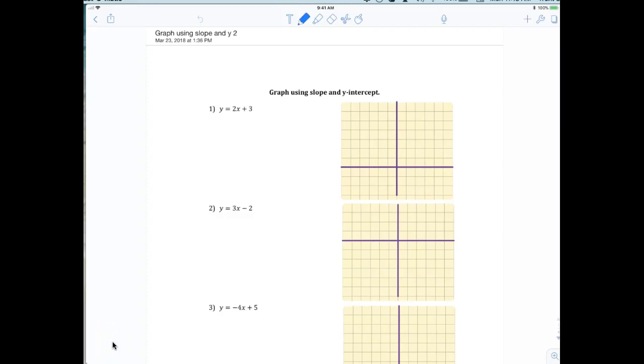All right. So today we're going to graph using the slope and y-intercept. I really want you to concentrate. You can do this. Do you hear me? All right. You don't need any other information.